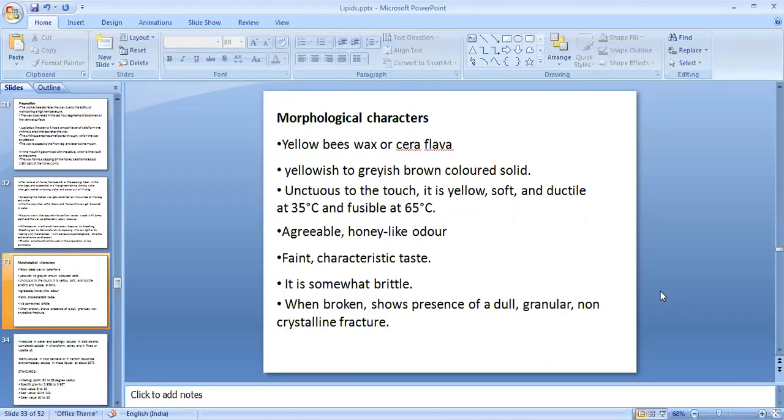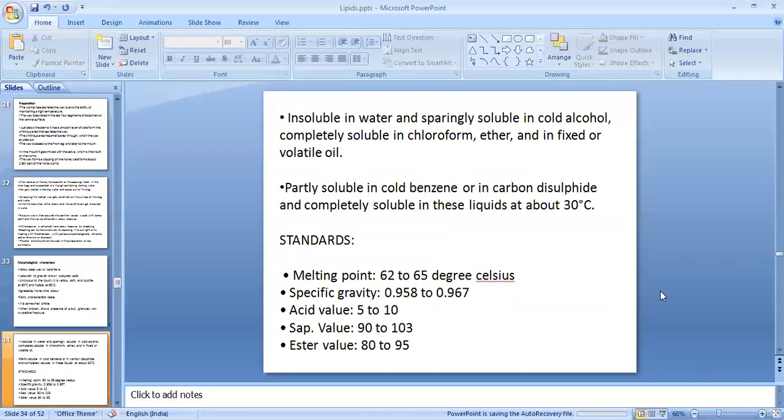And when it is pressed between the thumb and the index finger, it crumbles down. And when you come to the solubility of beeswax, it is insoluble in water. It is sparingly soluble in cold alcohol and completely soluble in chloroform, ether, fixed oil, and also in volatile oils. And it is partly soluble in cold benzene and in carbon disulfide. And it is completely soluble in these liquids when the temperature is increased to about 30 degrees centigrade. That is about the solubility of beeswax in the different solvents.